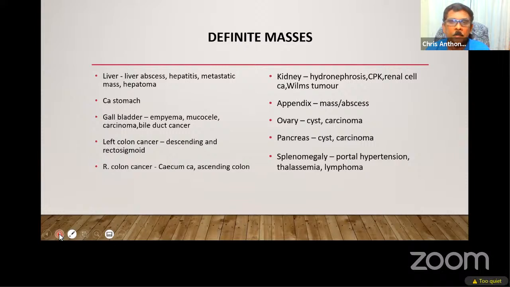To be more definite, what are these masses? In the liver, you have liver abscess, enlarged liver due to hepatitis or metastatic lesions, and hepatoma, a malignant lesion of the liver. Carcinoma of the stomach is the main cause of a definite mass arising from the stomach. From the gallbladder, you have empyema, mucocele, and carcinoma of the gallbladder and bile duct.